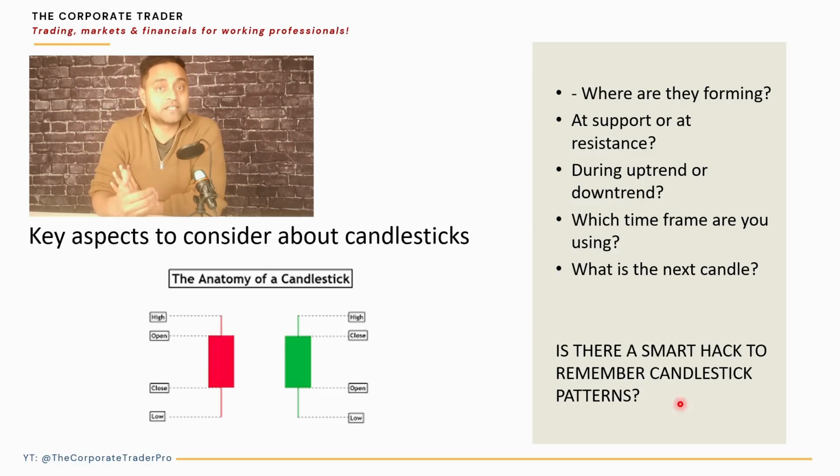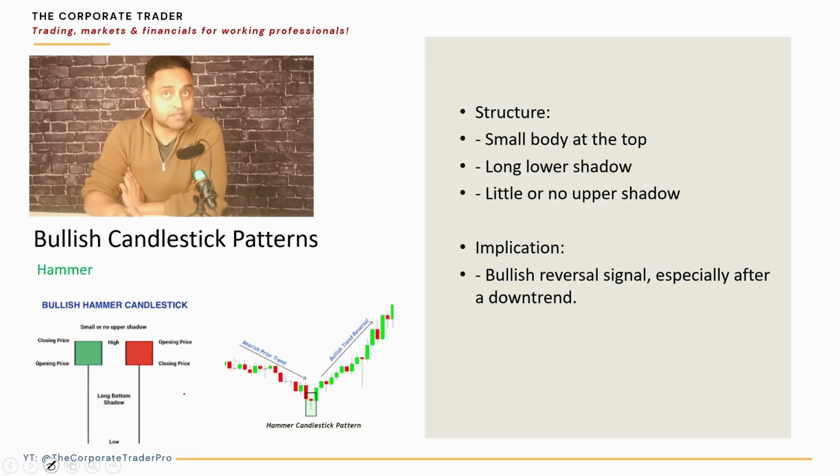We will also discuss, is there a smart hack to remember candlestick patterns? Do you really need to remember all the candlesticks and the names, or is just understanding the price action implication of the candlestick good enough? So we will take a few examples to clarify what I'm trying to tell here. Let's say we take an example of a hammer, right? A bullish hammer, which is a bullish candlestick pattern, and it is meaningful only if it is forming at the bottom of a downtrend. So let's understand what it is signifying.